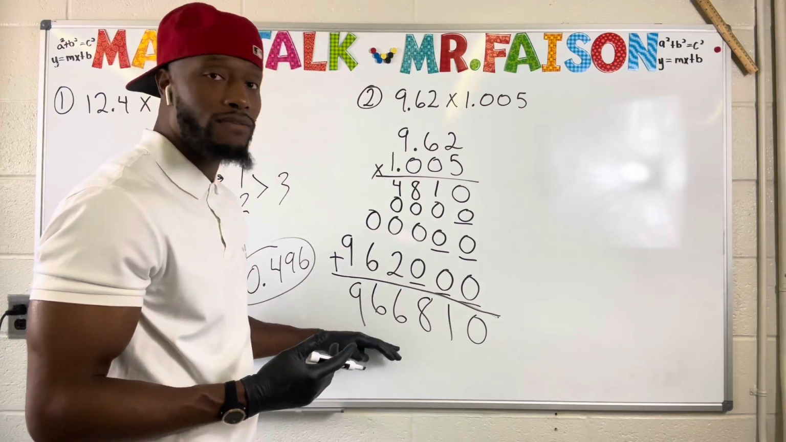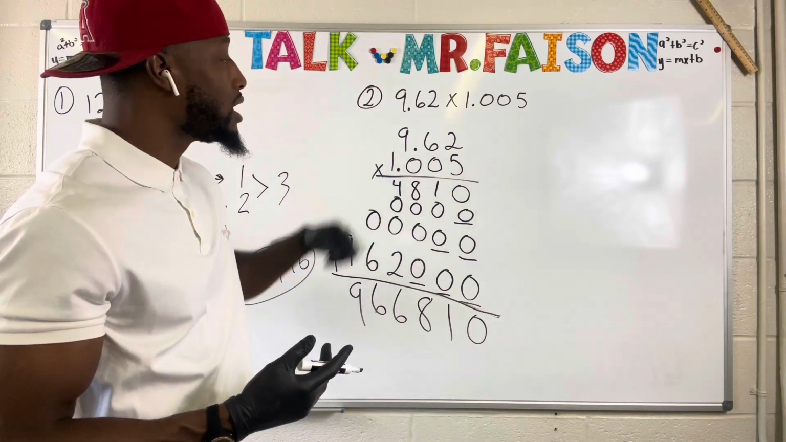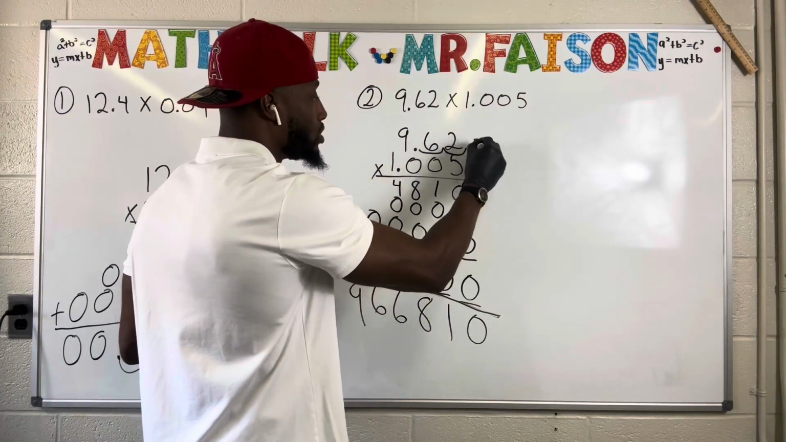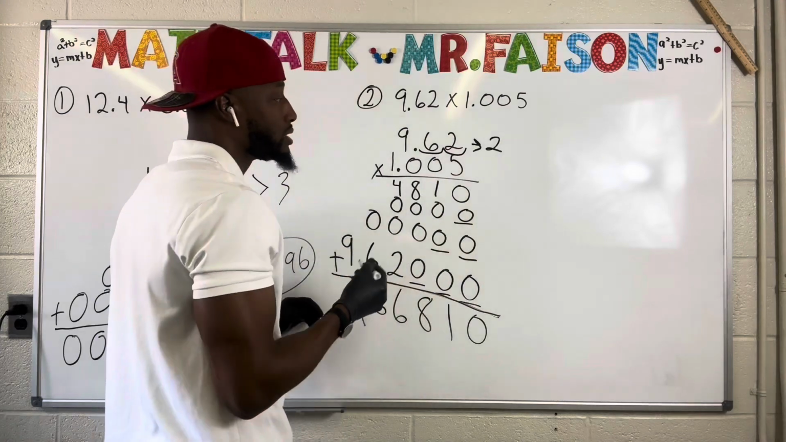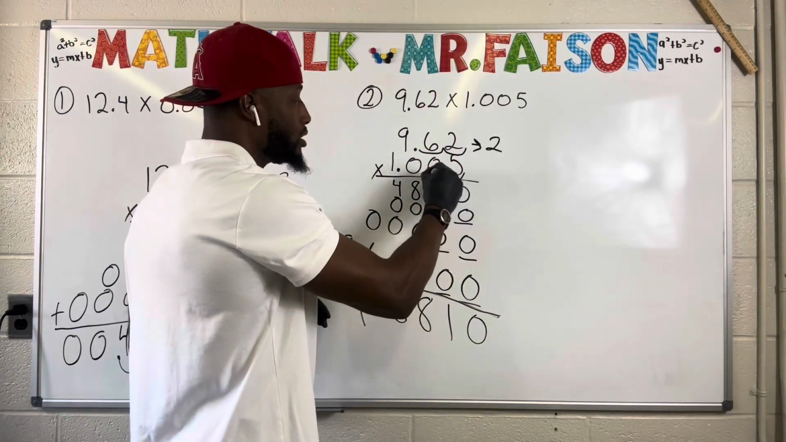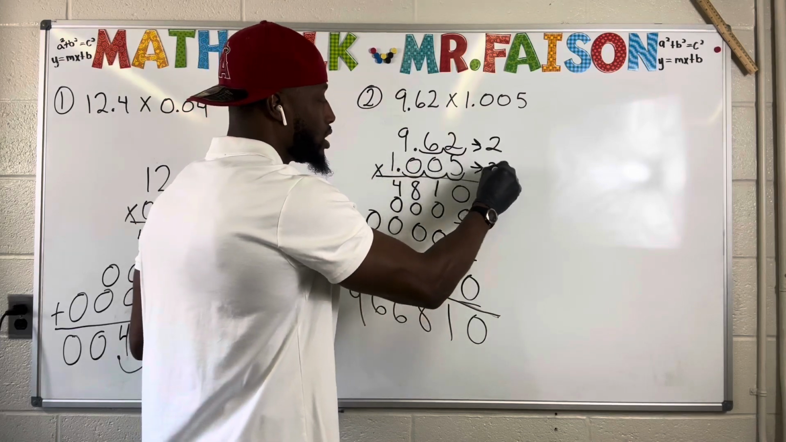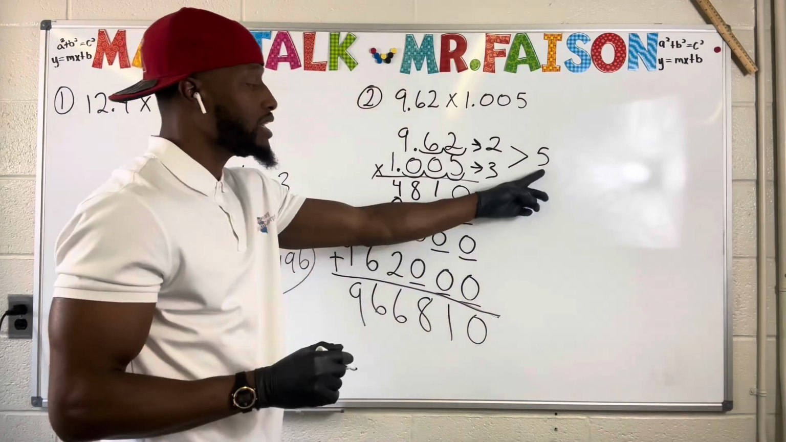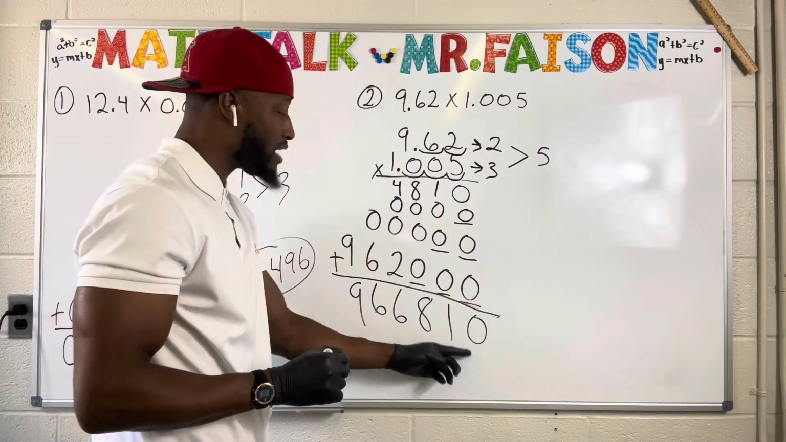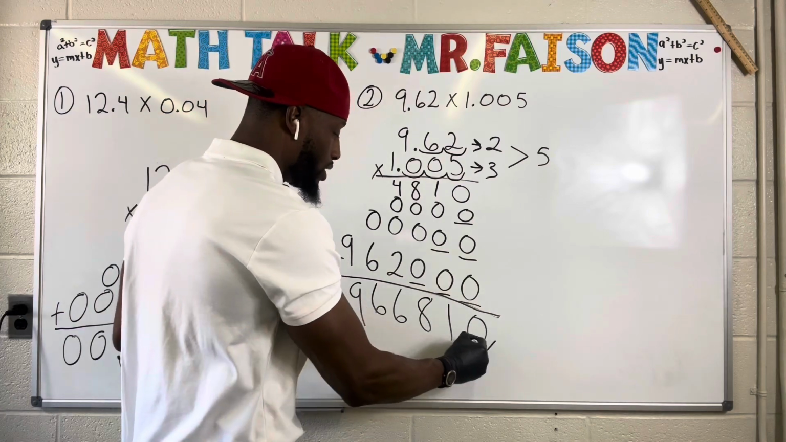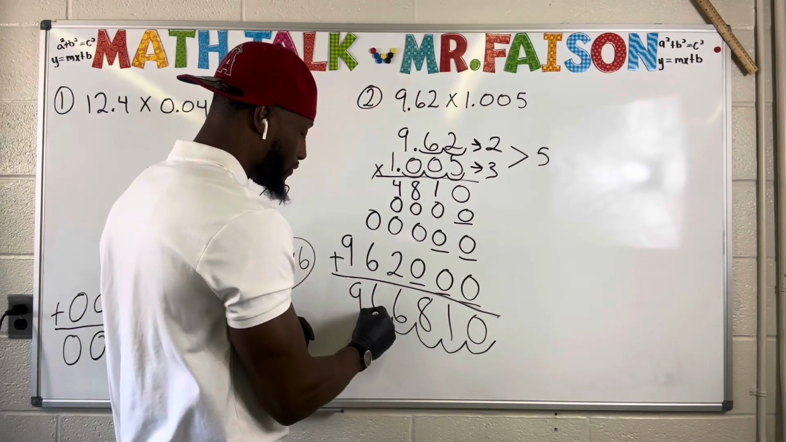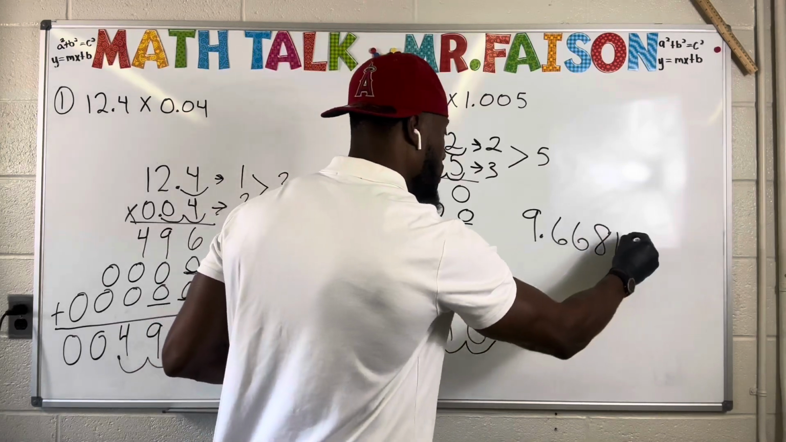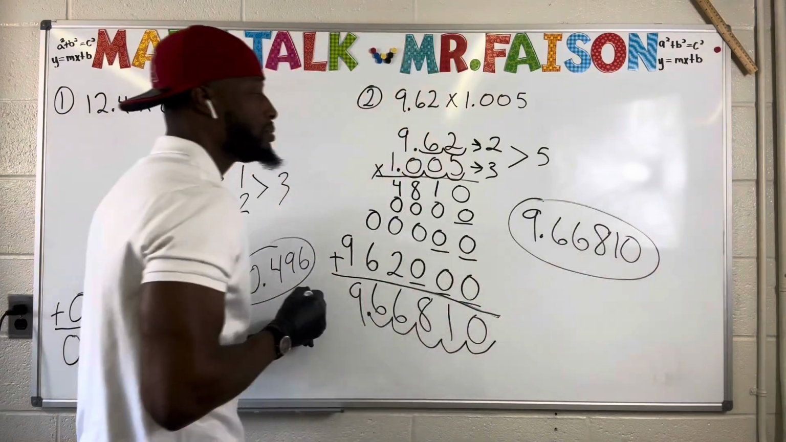Now, remember, we weren't worried about the decimal the whole time, but now we're concerned about the decimal because we need to put it into our final answer. So what we have to do is come here, and I want to see how many spaces in did this decimal go. 1, 2. It went in twice. Here, it goes in 1, 2, 3. It goes in 3 times. So as a total, it went in 5 times. Meaning, I'm gonna start right here and I'm gonna move in 5 spaces. 1, 2, 3, 4, 5. So my answer is gonna be 9.66810. That'll be my answer.